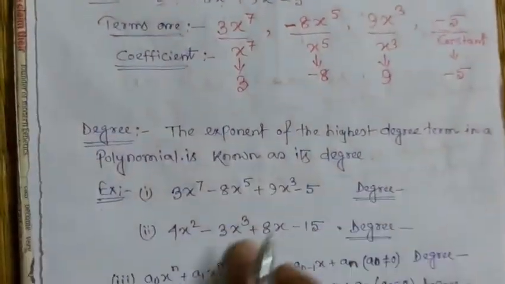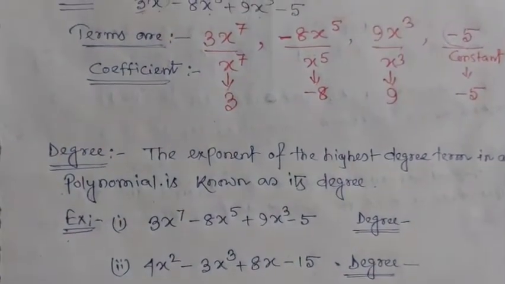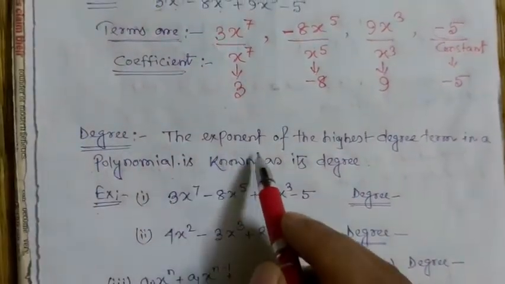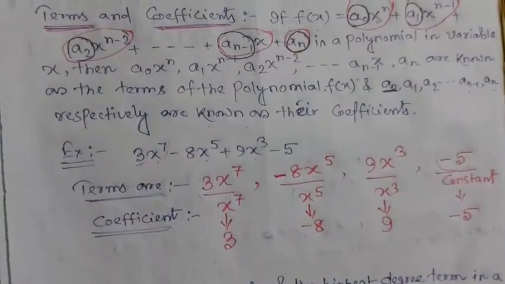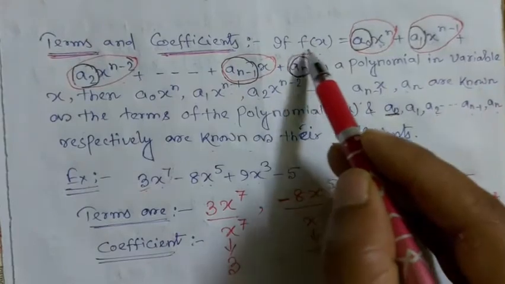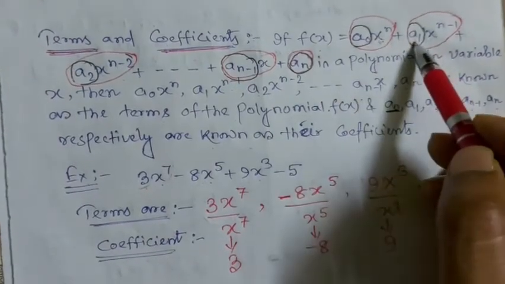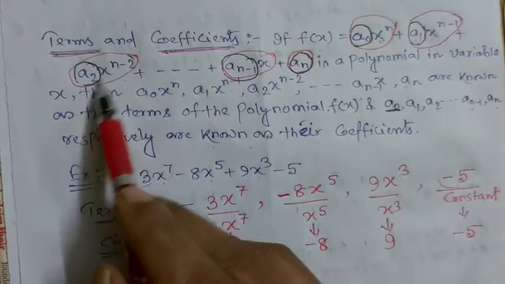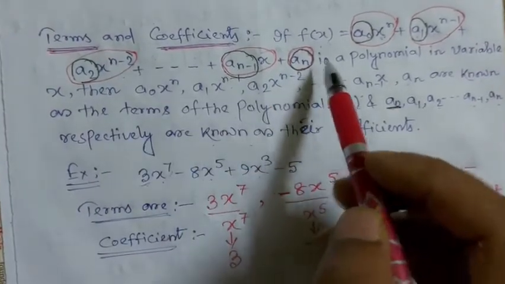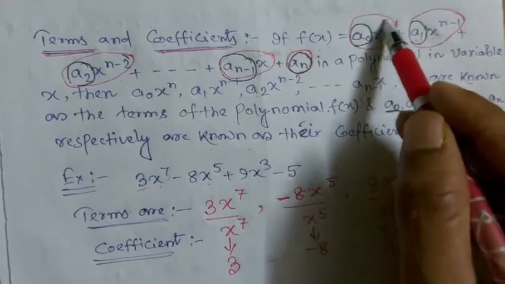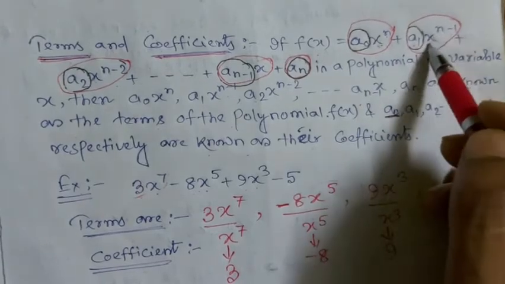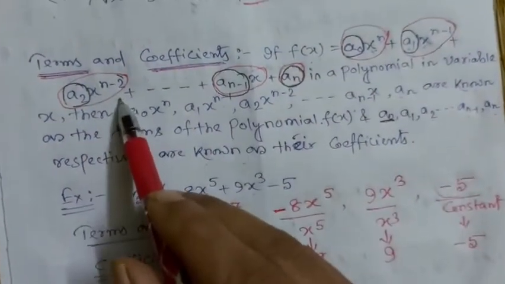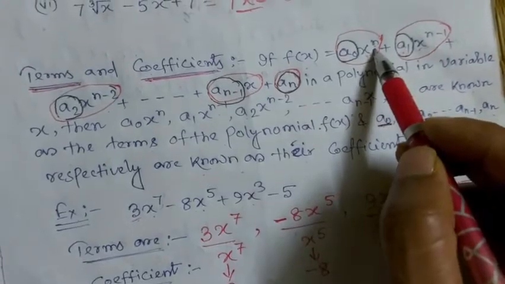Now I will discuss degree. Degree means the exponent of the highest degree term. So if you consider this polynomial f(x) = a0x to the power n plus a1x to the power n minus 1 plus a2x to the power n minus 2 plus like this, then the highest term is x to the power n. If you put the value of n as 5, then this one is 5x to the power 5. 5 minus 1 means x to the power 4. 5 minus 2 means x cube, like this. So the highest term is here.